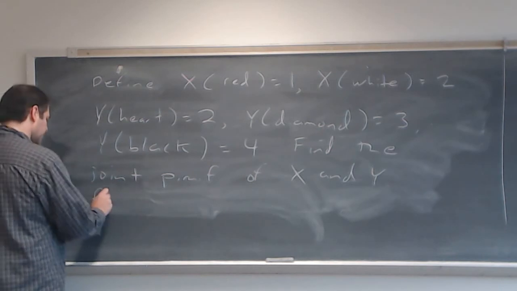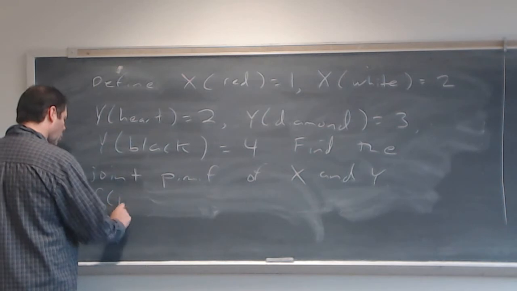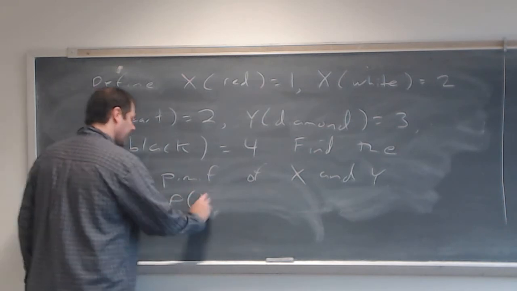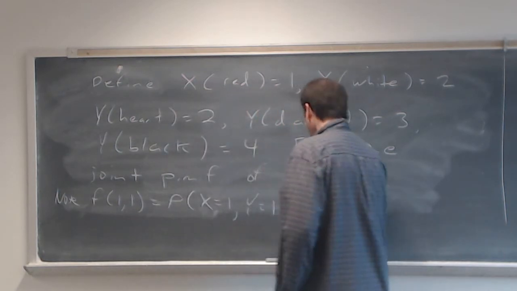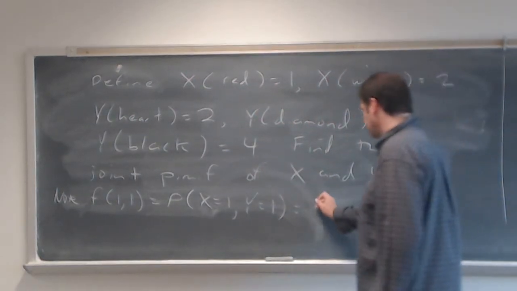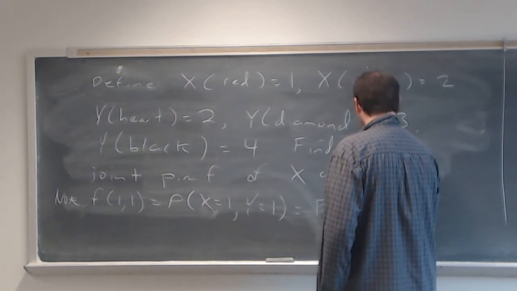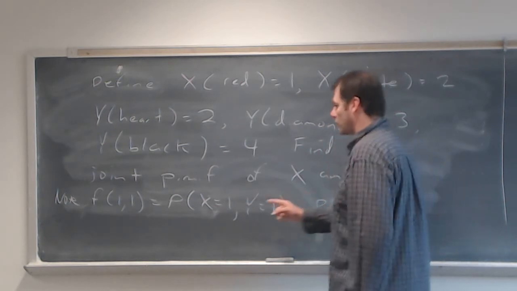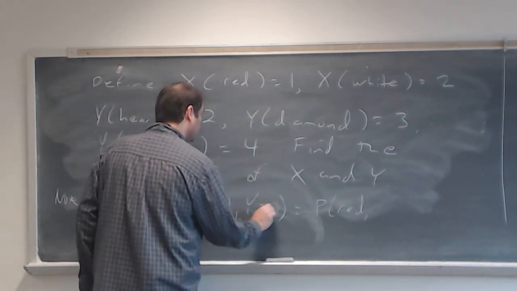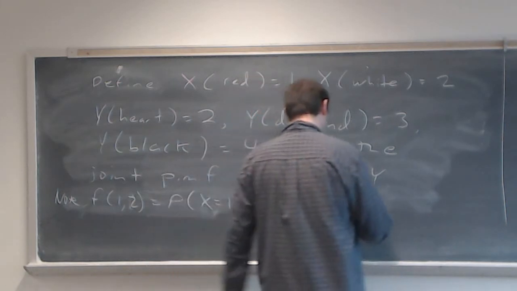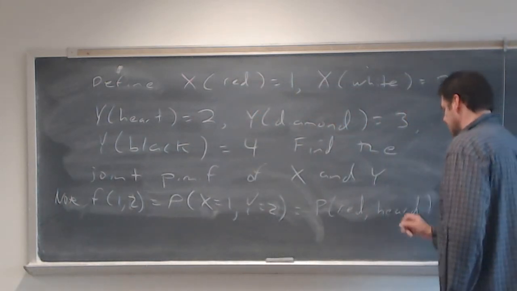So the first one I'm going to say is f of 1, 1. What does that mean? That's the probability that X is equal to 1 and Y is equal to 1. Well, it's not 1, 1, I'm sorry, it's 1, 2, because the smallest thing Y can be is 2. And so that means that we got a red ball and a heart.